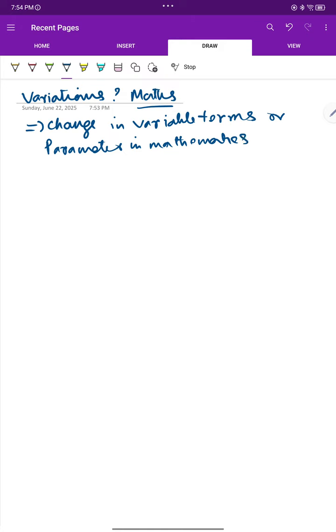Mathematics is called variation. So there are two things we deal with, two quantities. The first one is variable. We represent variables in maths by x, y, z, and a, b, and c. So this is a variable we represent by these terms in mathematics: x, y, z, and a, b, c.